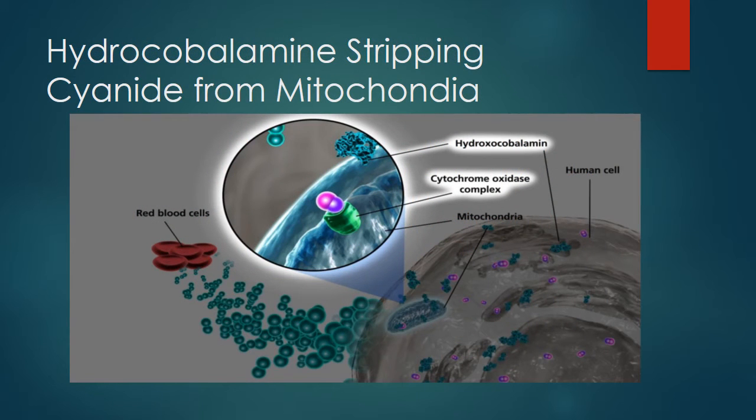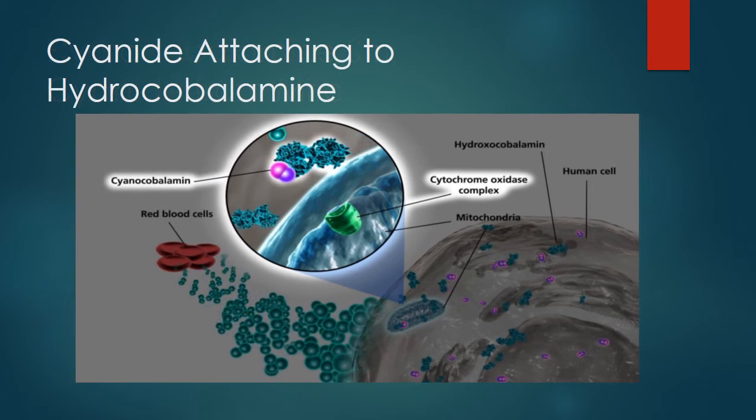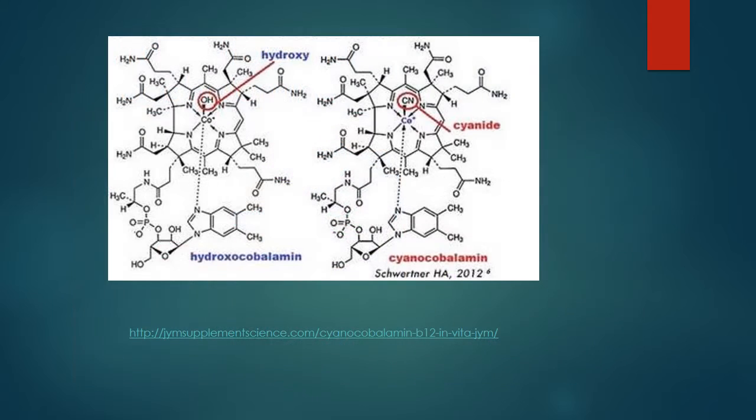Back to the display we had earlier, you see how hydroxycobalamin comes in to the cytochrome oxidase complex that has cyanide attached. Again, the cyanide prefers the hydroxycobalamin, so it will detach from the cytochrome oxidase complex, strip off the hydroxy portion of the molecule, and attach, becoming cyanocobalamin. In this display of molecules, on the left you'll see the hydroxycobalamin along with the highlighted hydroxy portion, and on the right you'll see the cyanide portion attached to it after it has stripped the hydroxy portion.